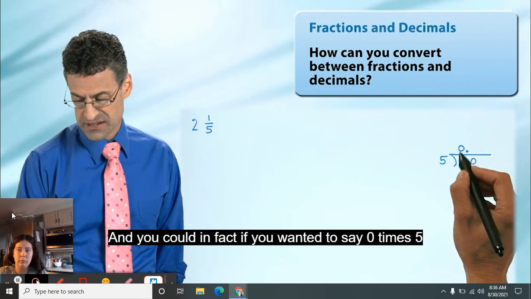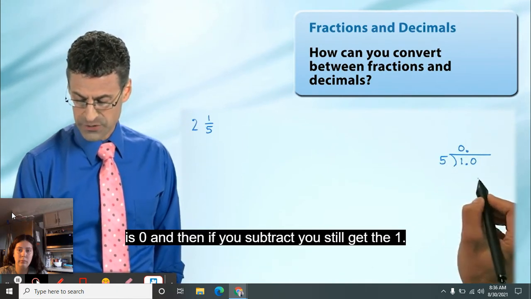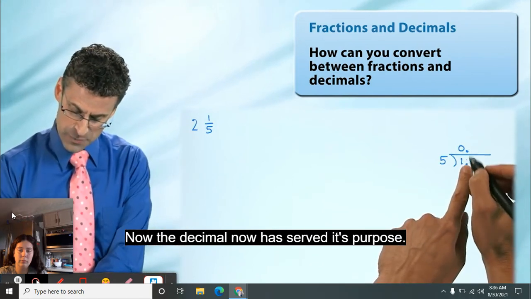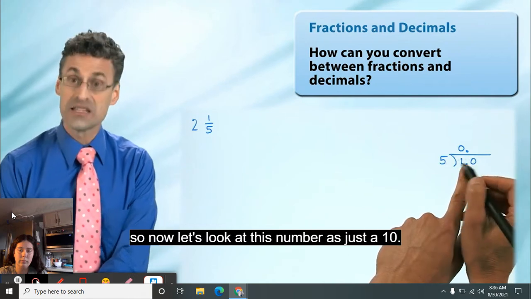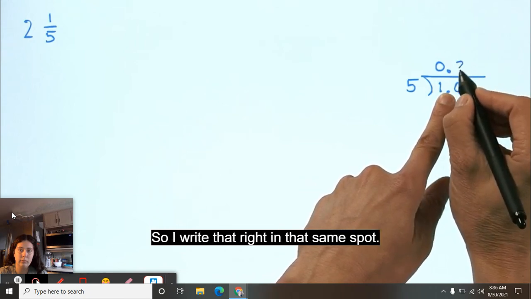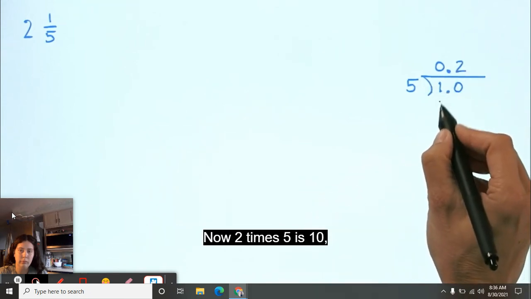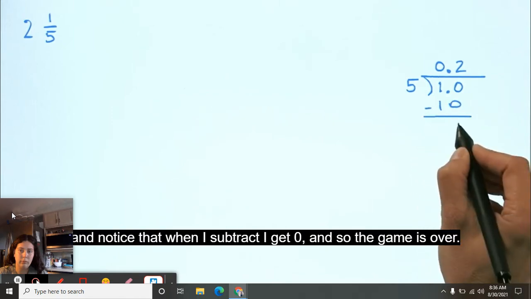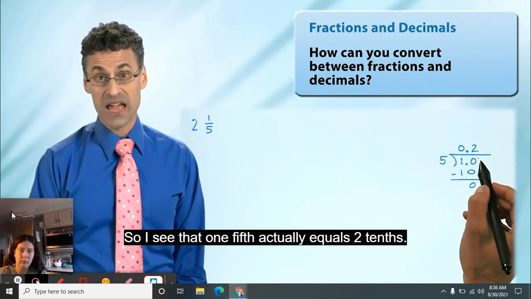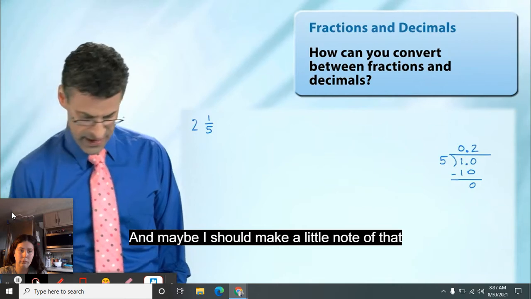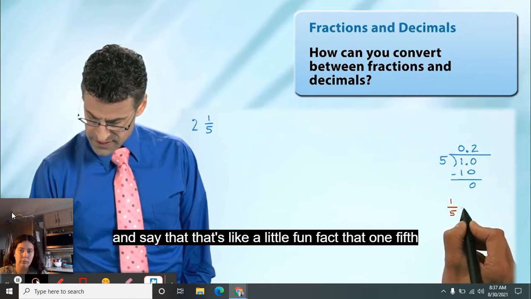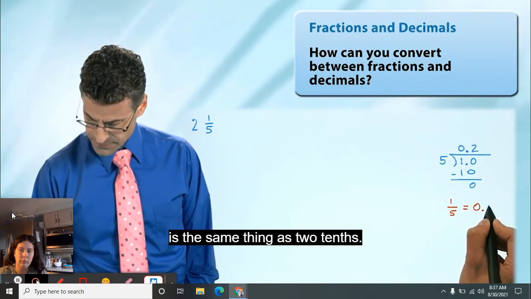And you could, in fact, if you wanted, say 0 times 5 is 0, and then if you subtract, you'd still get the 1, so we just won't even bother with that. Now, the decimal has served its purpose. We have the decimal in play, so now let's look at this number as just a 10. So 5 goes into 10 2 times, so I write that right in that same spot. Now 2 times 5 is 10, and notice that when I subtract, I get 0, and so the game is over. So I see that 1/5 actually equals 0.2. And maybe I should make a little note of that, a little fun fact, that 1/5 is the same thing as 2/10.